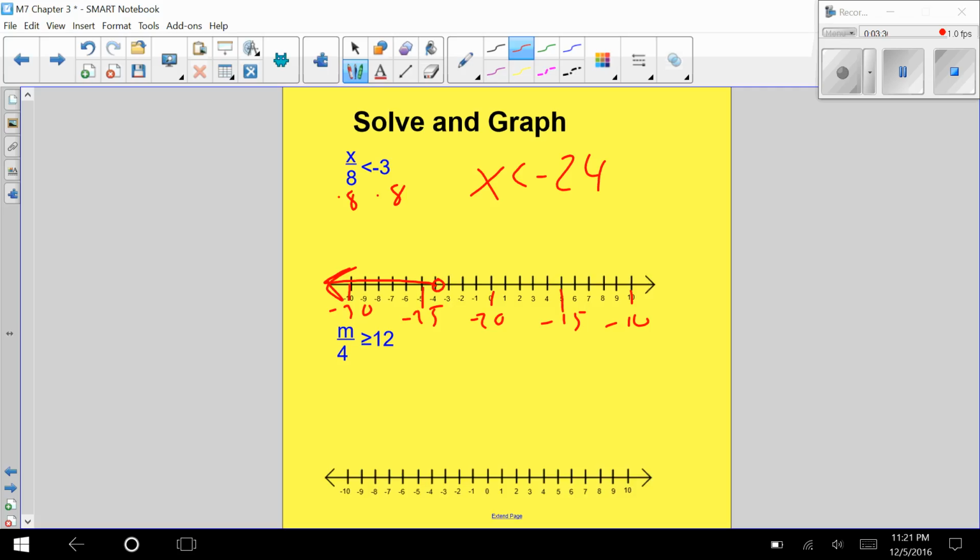m divided by 4 is greater than or equal to 12. I'll multiply both sides by 4. So I get m is greater than or equal to 48. Let's call the middle here 50, 40, 45, 55, and 60. So at 48, I make a filled-in circle. My arrow goes to the right.